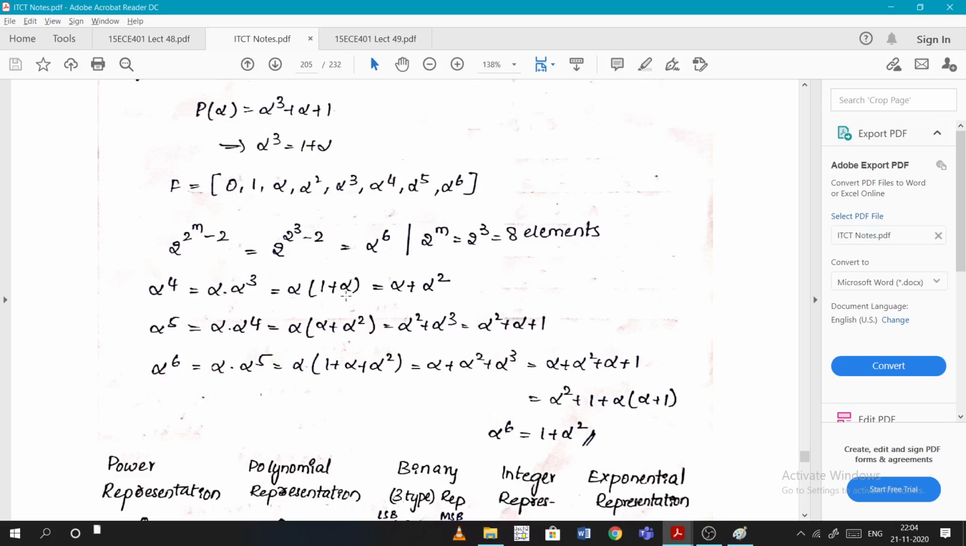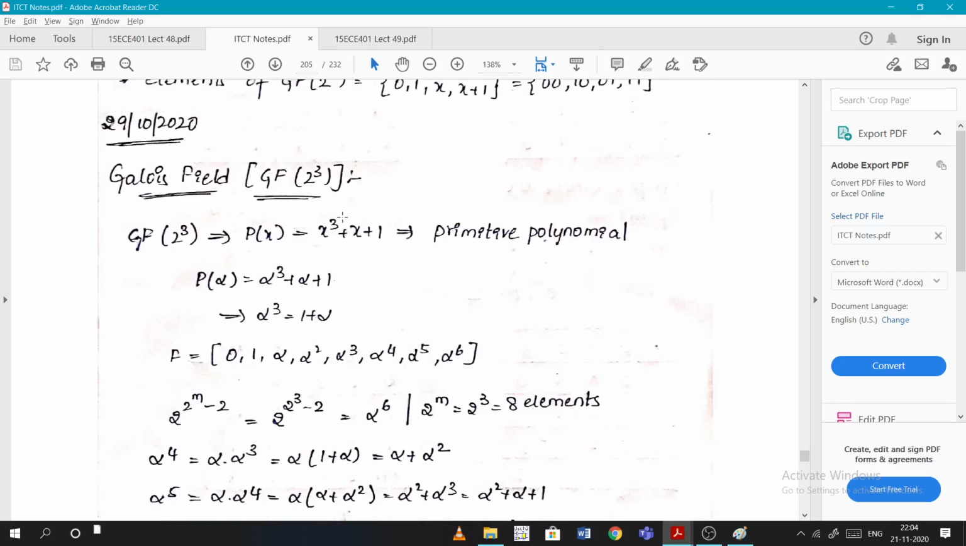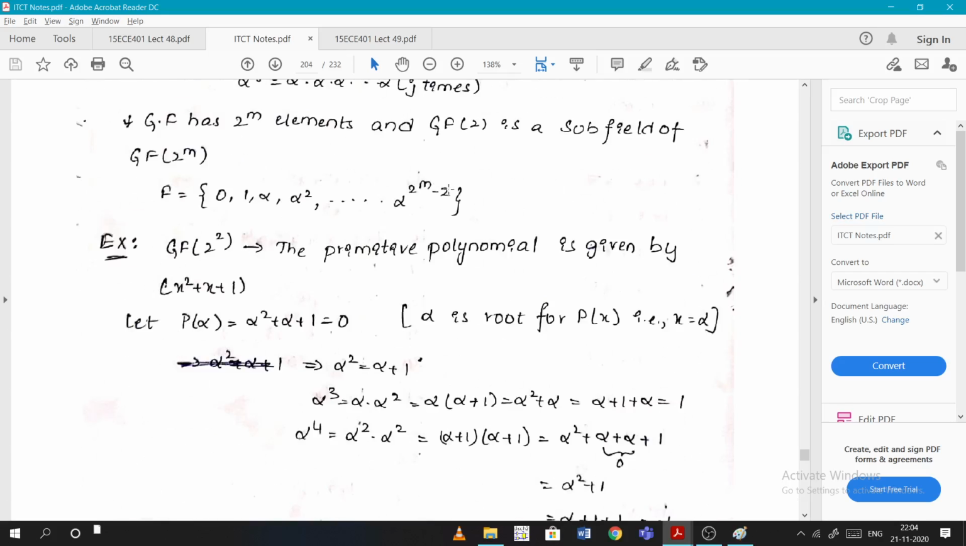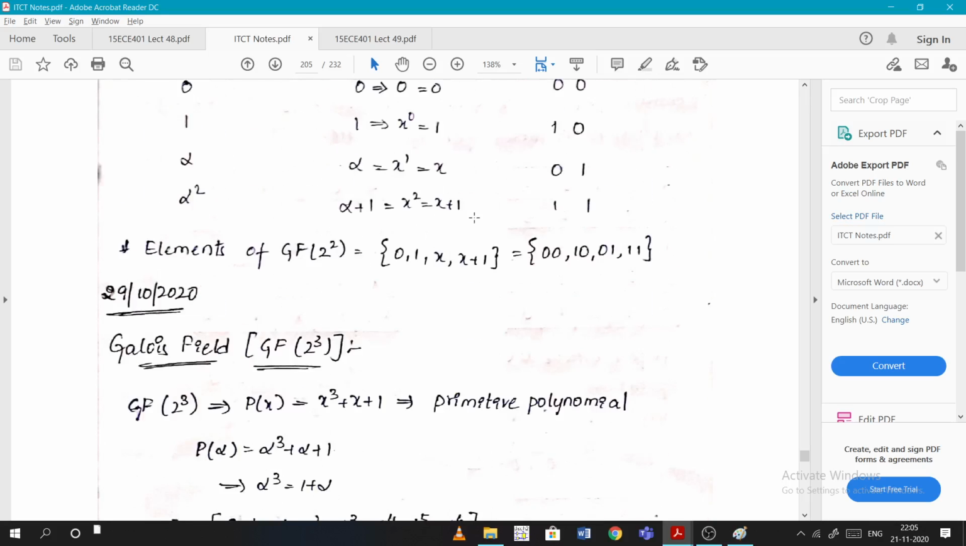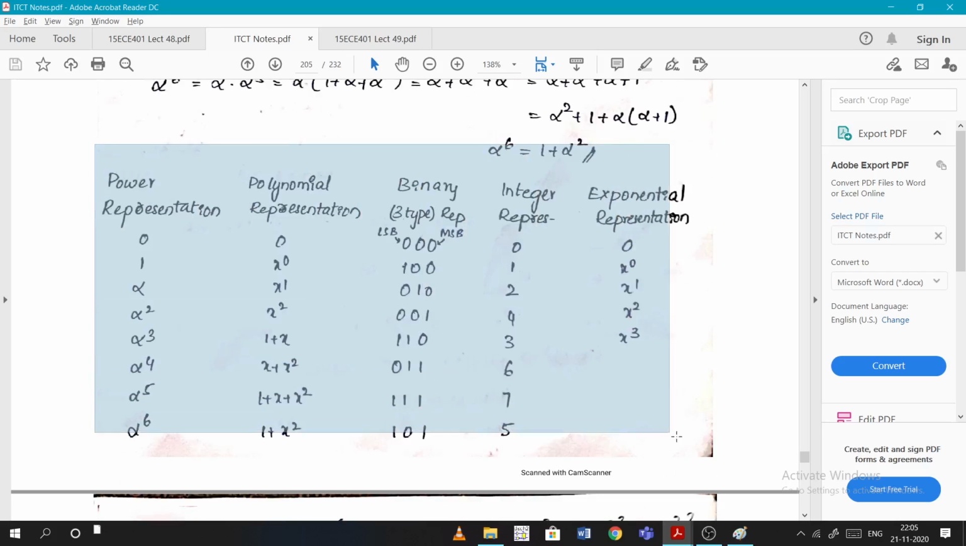By normal calculation, substituting, up to 6 we will get alpha power 6, because m is 3, so 2 power m minus 1. In this general formula, it is 2 power m minus 2. So from that we see up to alpha power 6 we will get: from 0, 1, alpha, alpha square, and so on up to alpha power 6. The same way we wrote this table also.